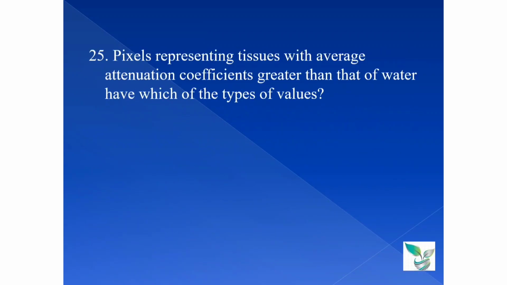Moving on to the next question, question number 25. Pixels representing tissues with average attenuation coefficient greater than that of water have which of the following types of values?